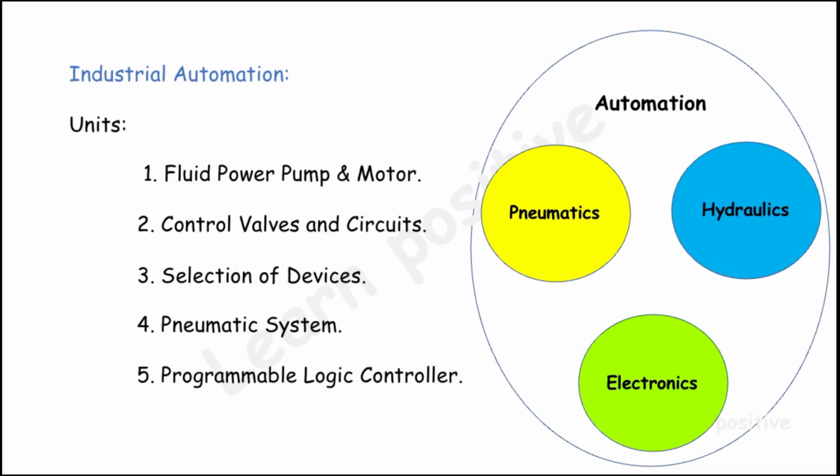So the first three units come under the hydraulic system, and they will also be useful for the pneumatic system. But in the fourth unit, the pneumatic system is clearly explained, and the fifth unit is the electronic system based on robots and automation systems. And now we are going to the first unit.